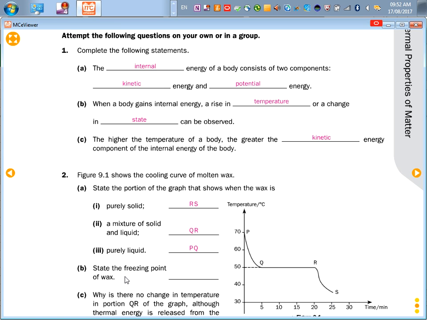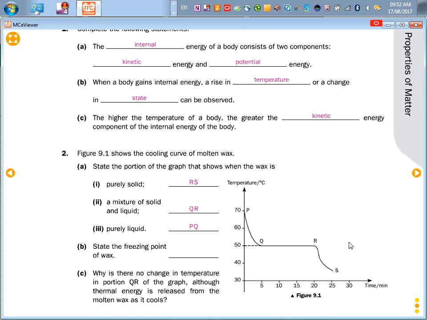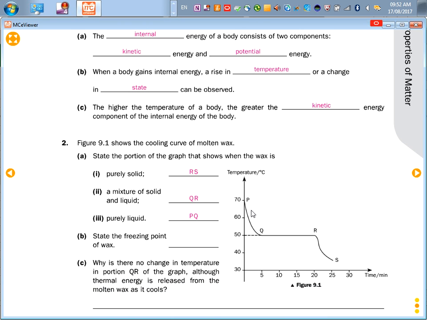Okay, so the freezing point of wax. What's the freezing point? 50. Freezing point. That is when there is a change in state. From freezing, right, means from a liquid to a solid. Liquid to a solid. This is the temperature where it happens. So again, if I ask you, state the melting point of wax, so what will it be? What do you think is the melting point of wax? Also 50, because that's where we have a mixture of solid and liquid.